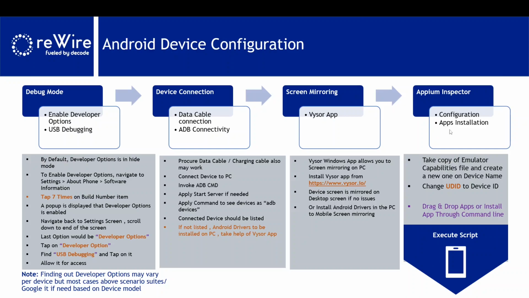And then Appium Inspector configuration and apps installation. This is the regular process that you need to follow, and then you can execute your script. So let's start with the first one, the debug mode, stage one, step one.